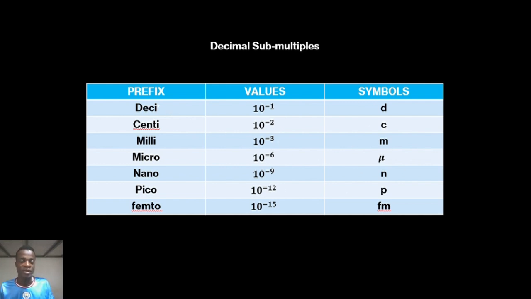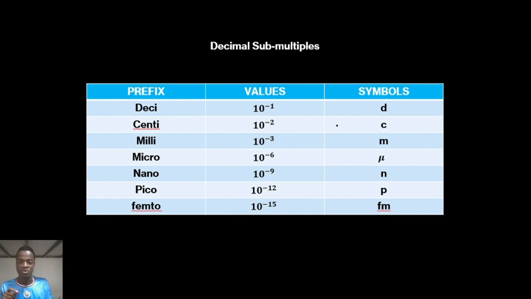For this case, let me use a black pen. The first one is deci. We are looking at the submultiples, meaning the power negative ones, right? Deci is 10 to the power negative 1. We saw it already. When we have 10 to the power negative 1, we replace it with deci, and the symbol we use is d, but the name is deci. So decimeter: the name of the unit is meter, and because you replace it with the d, it becomes 2 decimeter. Remember, right? Good. Now you have centi. Centi is for this one, 10 to the power negative 2.